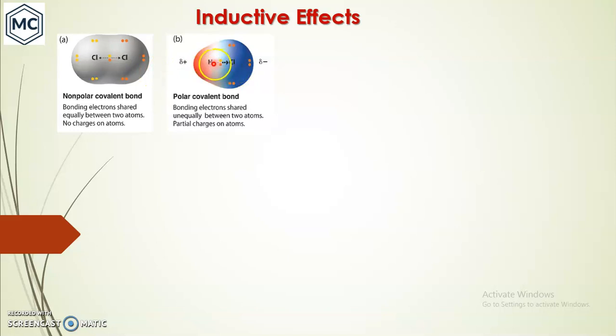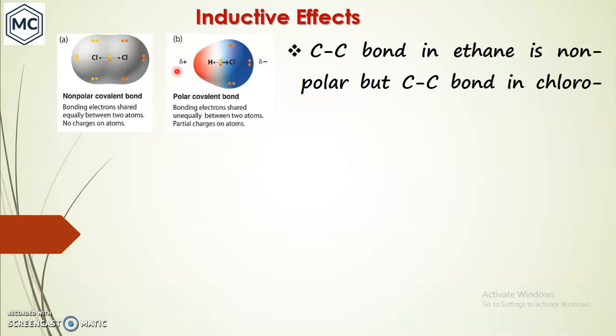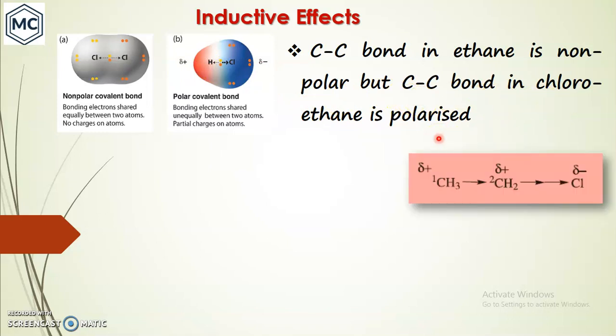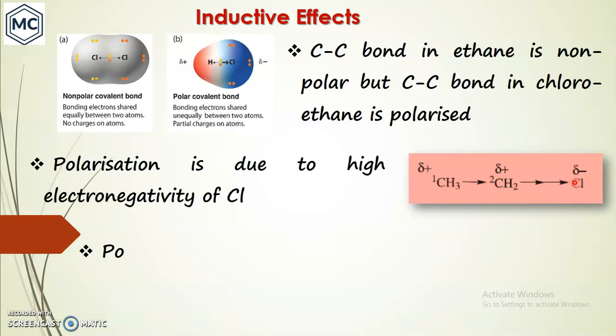Whereas in hydrogen chloride, sigma bond contains two electrons unequally shared between two atoms. This will be more attracted towards, or slightly displaced towards, the chlorine atom, that is more electronegative than hydrogen atom. So this gets negatively polarized, this will be positively polarized. Similarly, carbon-carbon bond in ethane is non-polar, but carbon-carbon bond in chloroethane is polarized. Here, this one is polarized. Okay, so polarization is due to high electronegativity of chlorine atom.